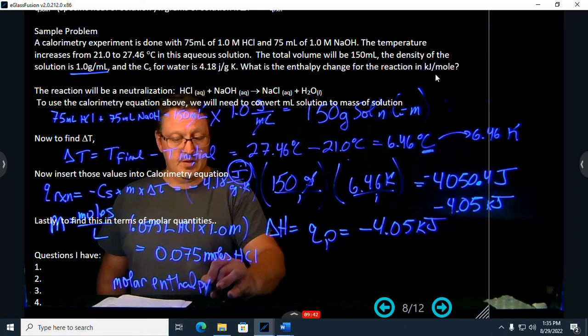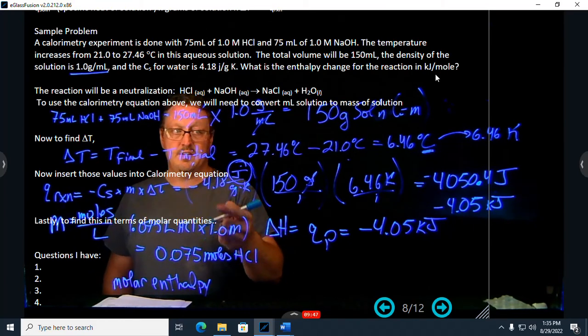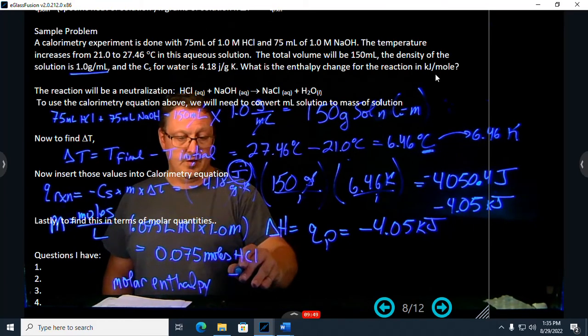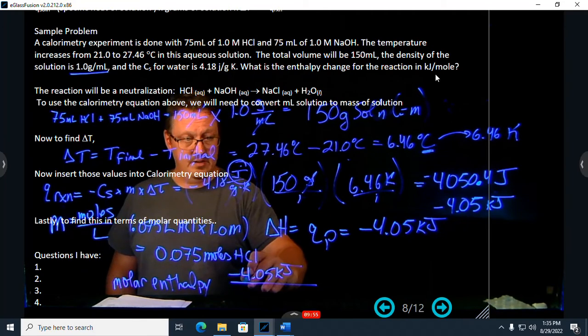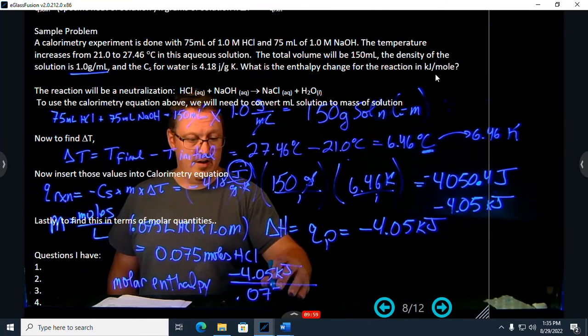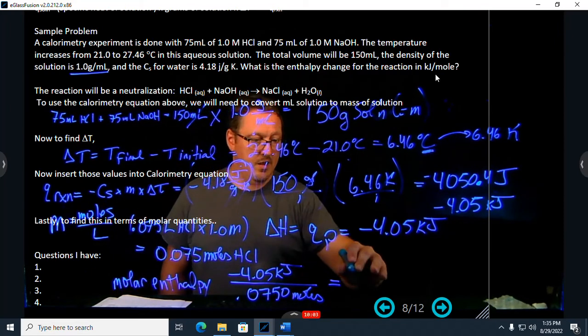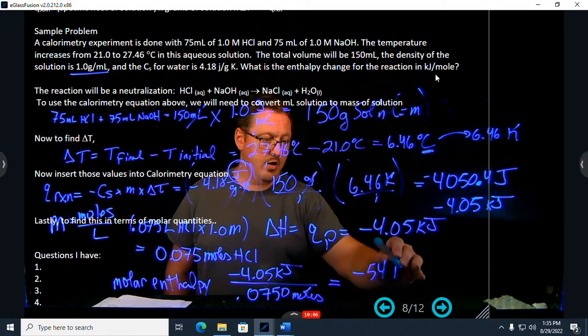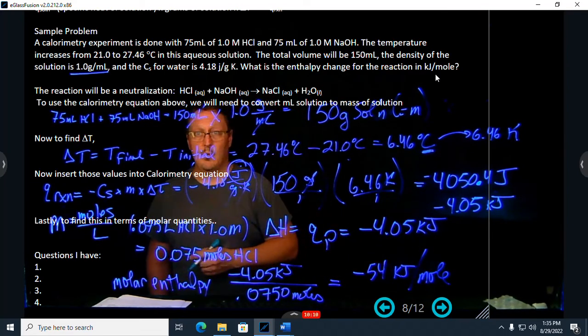Okay, so my molar enthalpy is going to be the amount of energy released divided by the number of moles. So it's going to be negative 4.05 kilojoules divided by 0.075 moles. And that's going to be negative 54 kilojoules per mole. Okay, and so that's how we would do that step.